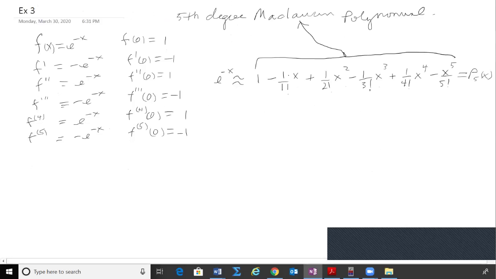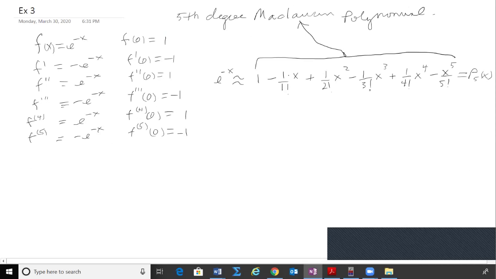Now the next problem, they ask us to find a 5th degree Maclaurin polynomial for e to the negative x. So again, first step is find your derivatives. And notice they're alternating in sign, and then calculate the derivatives at 0. Your expansion point is 0. So that's your center.